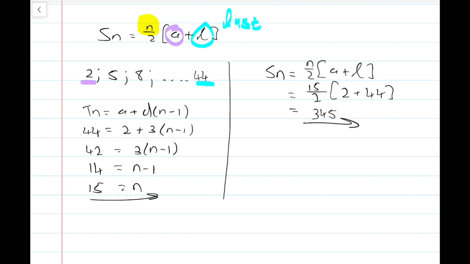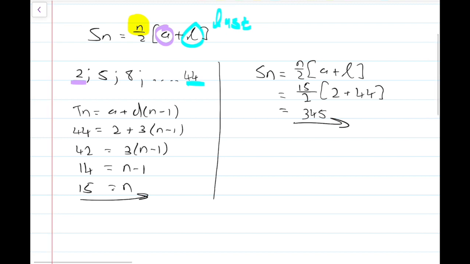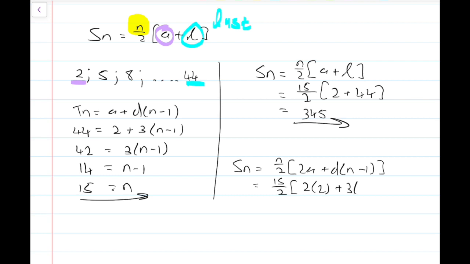Perfect. Now, what we're going to do is, let's go and test this out with the previous Sn formula, right? So we can just go and confirm it. We can say Sn is equal to n over 2 into 2a plus d into n minus 1. And let's just go and sub in all of the values. So 15 over 2, 2 into 2, difference of 3 into 15 minus 1. And I promise you, you put this in the calculator, you're going to get 345. Sorts it out.